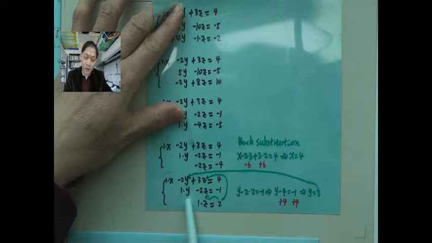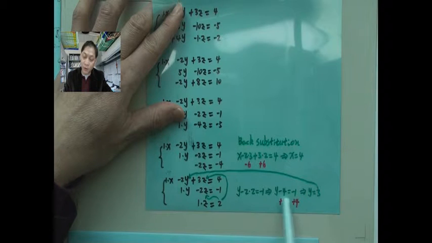1 times y is just y. So y minus negative 2 times z. Z is 2, so put it right here. Y minus 2 times 2 equals negative 1. That's actually negative 2 times 2 is negative 4. So y minus 4 is negative 1.